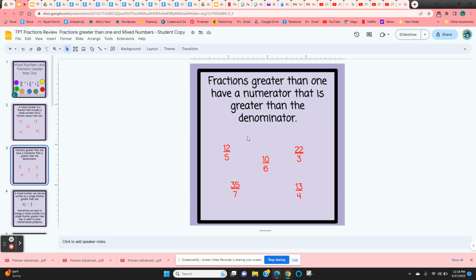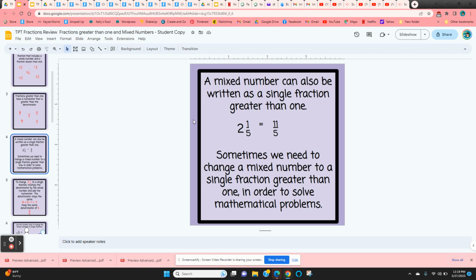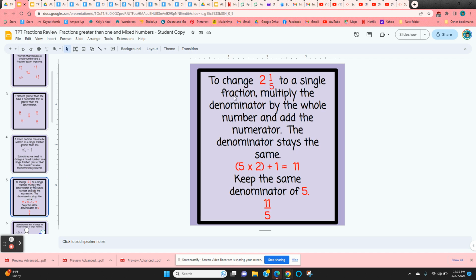Fractions greater than 1 are going to have the numerator larger than the denominator. And it explains how to change a mixed number into a single fraction. So on slide 5, it shows them that they multiply the denominator times the whole number and then add the numerator. So when they do that, in this case they get 11, the denominator stays the same.